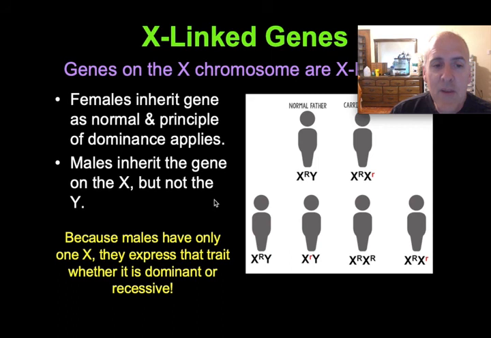Because males have only one X, they express that trait whether it's dominant or recessive. They could get a recessive trait, but since there's no corresponding one on the Y, it shows up right away. You don't have to get two copies of the recessive trait because there's only one copy.